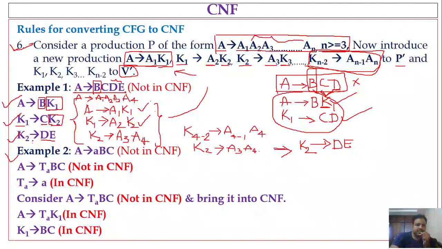Let us go with example 2. A denotes small a, capital B, capital C. So capital A denotes small a followed by capital B, capital C. By seeing this production, we can say that it is not in CNF. Why? Because only one variable is allowed, but we have one terminal followed by two variables. In such situations, we apply rule number 5. Whenever we have a terminal along with some variables, we have to replace that terminal with a variable.